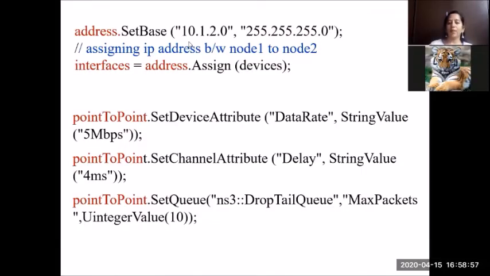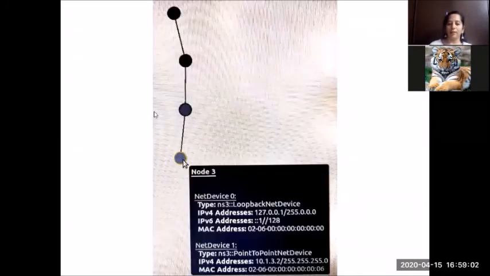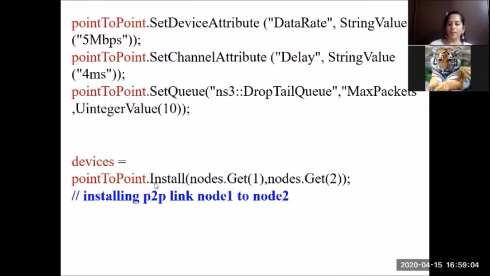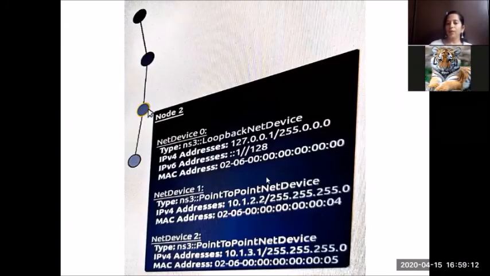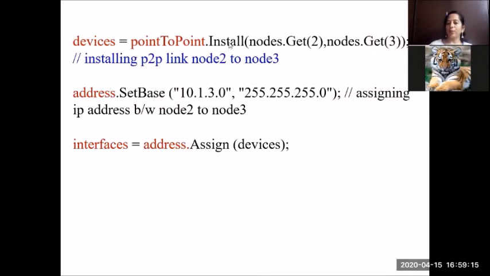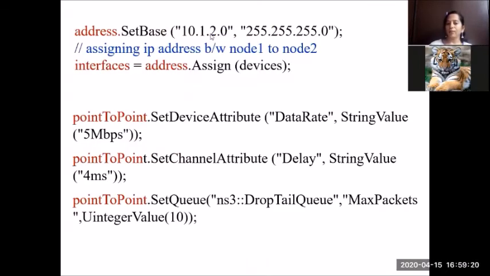Let's just continue. We'll repeat the statements which we had done for the first point-to-point link. That's what I wanted to show you. See, this statement is repeated. Devices equal to point-to-point install on nodes 1 and 2. And next, I'll install it between nodes 2 and 3. And I have to set the base address of the second point-to-point link, address.setBase 10.1.2.0. And on all the interfaces, you should assign those addresses.